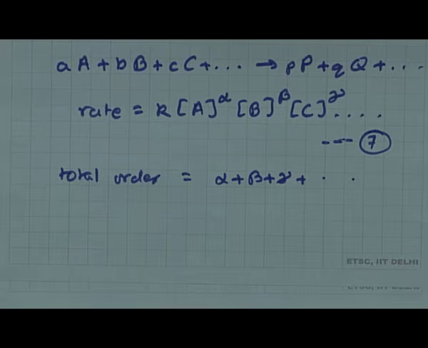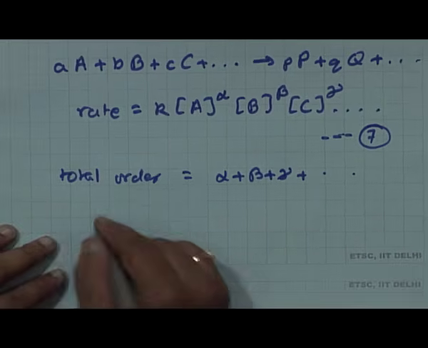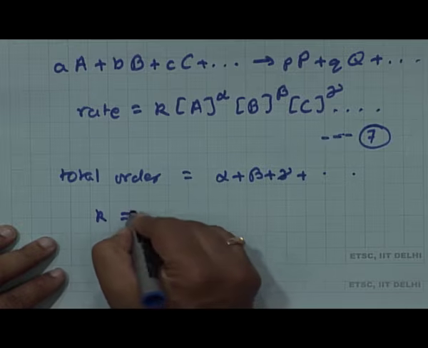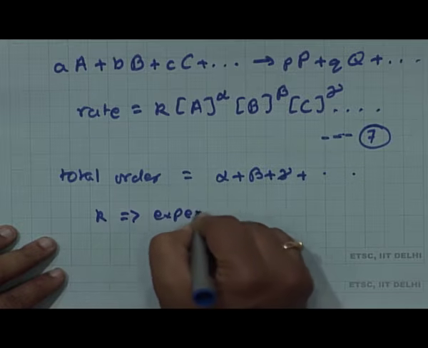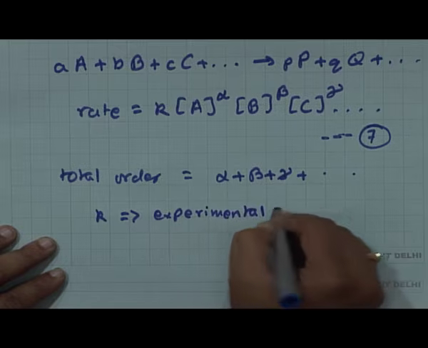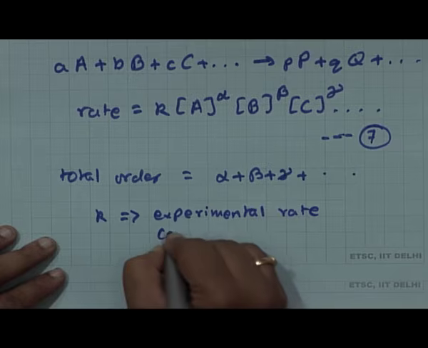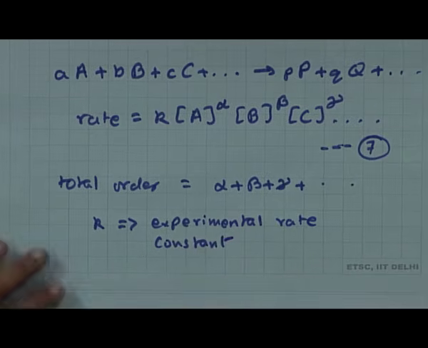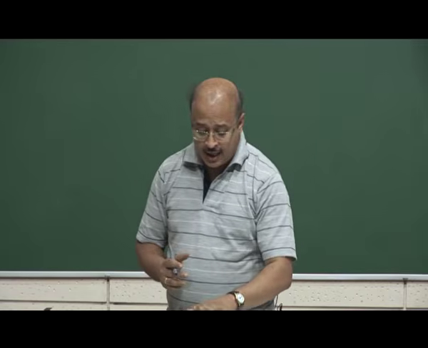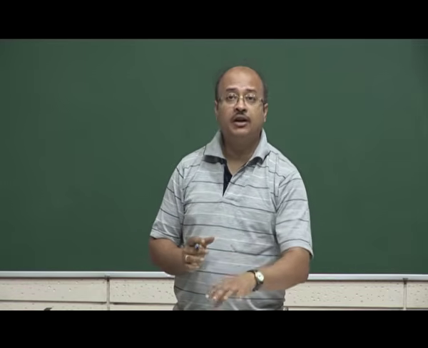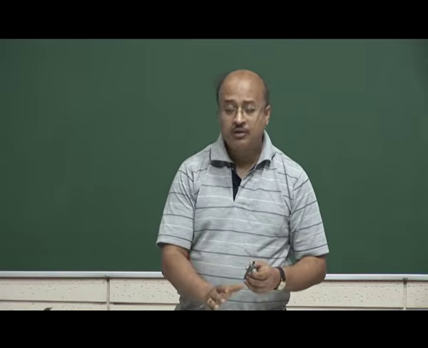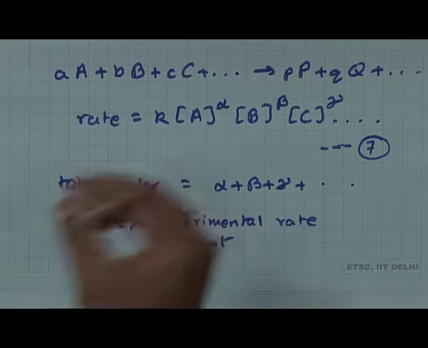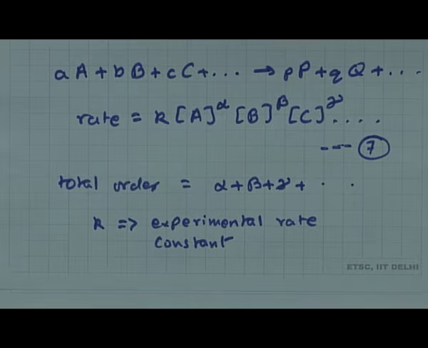Okay, that is your total order, and K is referred to as the experimental rate constant. So, order is an experimental quantity, so is the rate constant here, and having written a very general equation like this, where A, B, C, the small letters being the coefficients, the big letters signify the reactants and the products.